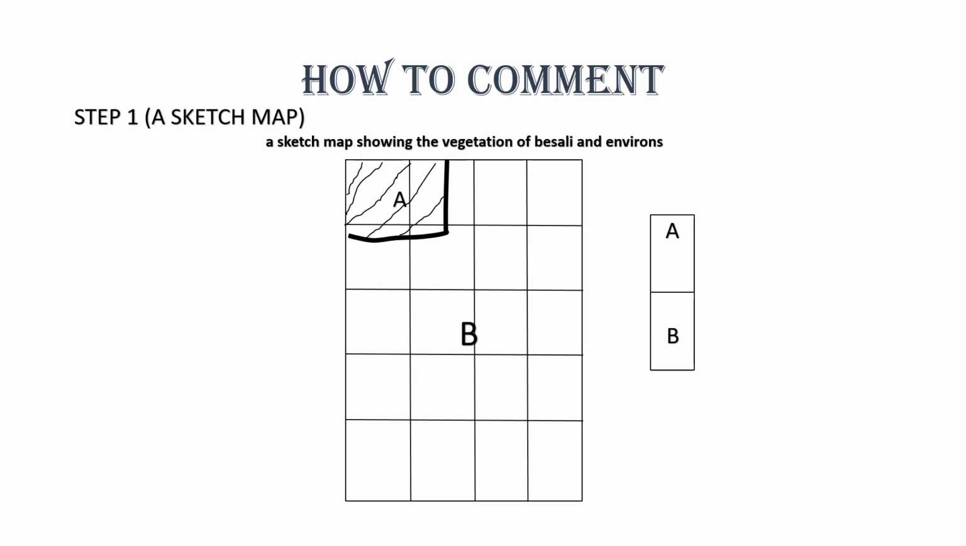I write the title, a sketch map showing the vegetation of Thessaly. I must put the key, which is 1:1000, and now I go to my key. A stands for unvegetated area, the area that we don't have green color there, and B stands for the vegetated area. So this is the first step when you want to comment on vegetation.